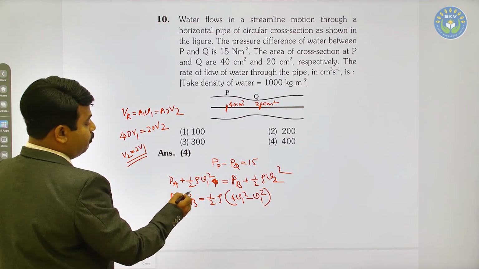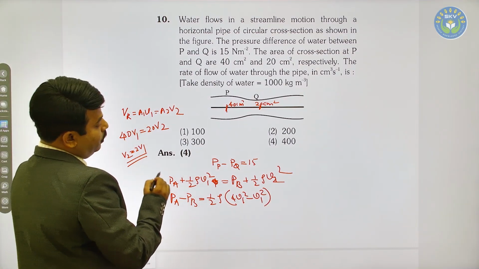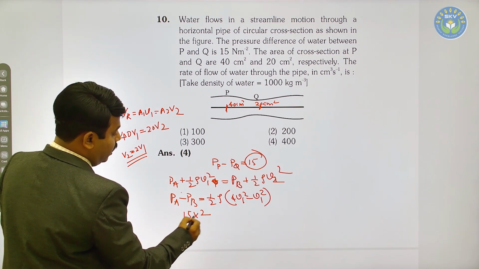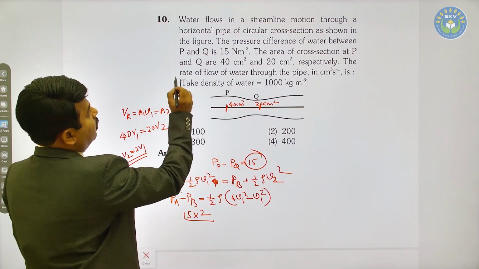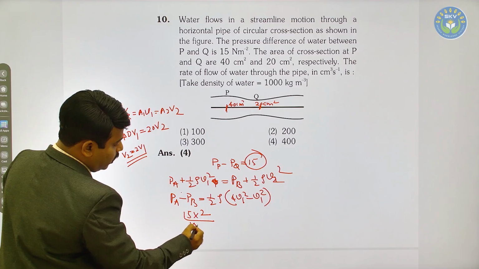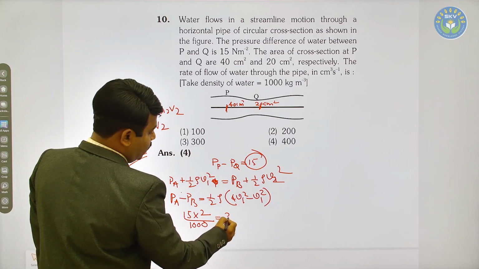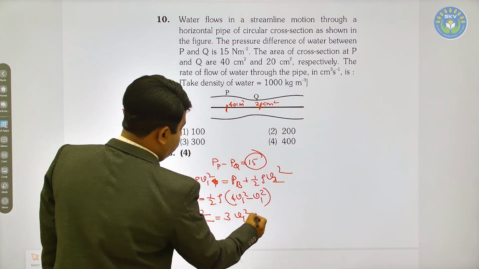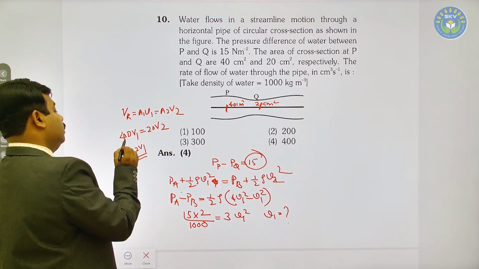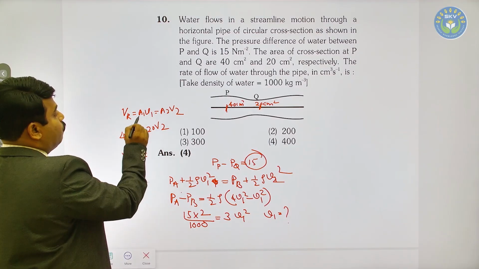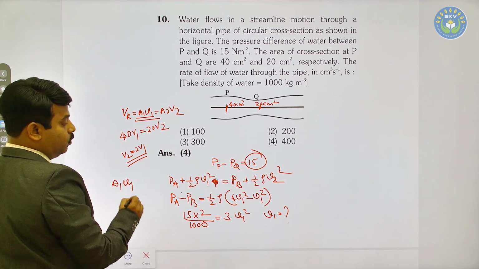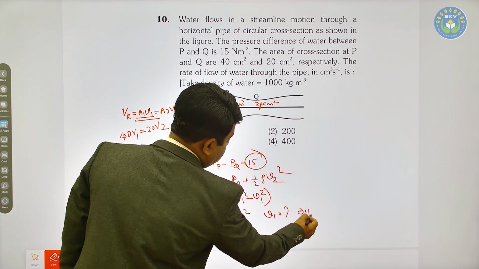Now we can solve. Pa minus Pb is given as 15. The 2 comes here, and this rho value for water, since water flows in streamline, is 1000 only, its density. Equal to 3 into V1 square. Then V1 you can solve. After getting V1, what is the rate of flow? A1 V1. When you solve this, you get 0.1 meter per second.